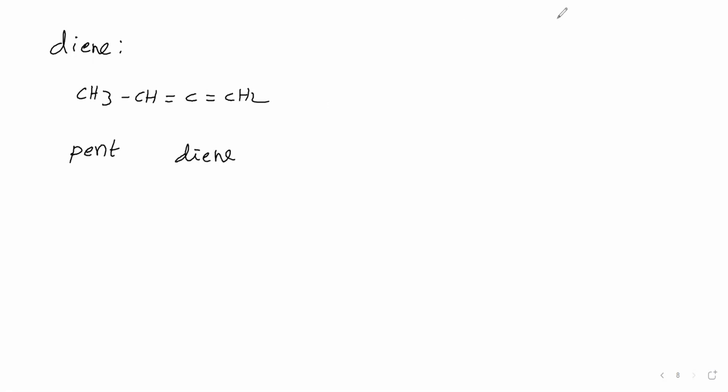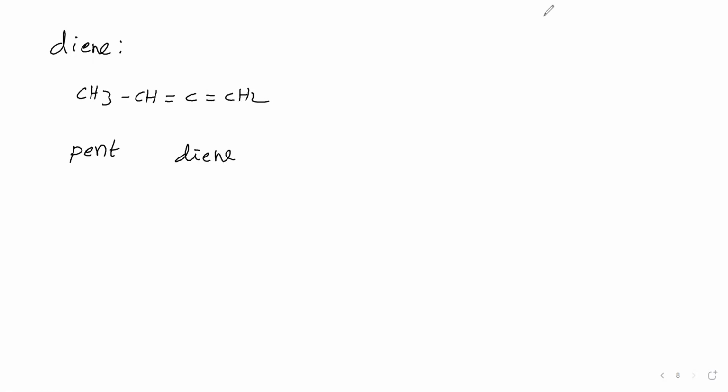we'll take dienes. Dienes means the C=C double bond will be there 2 times. We will take CH3, CH double bond C double bond CH2. This compound we are taking. Here totally 5 carbon atoms are there, therefore pent. Then 2 double bonds are there, therefore we can say diene.